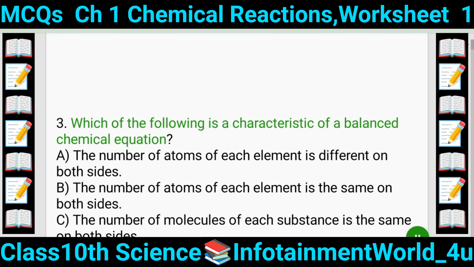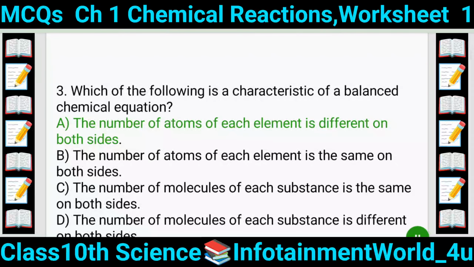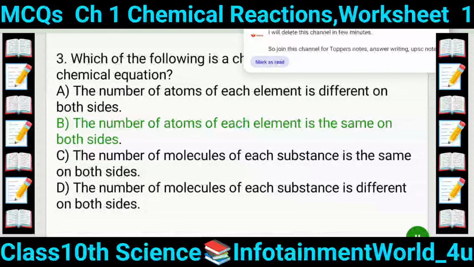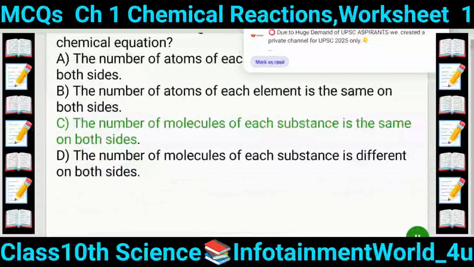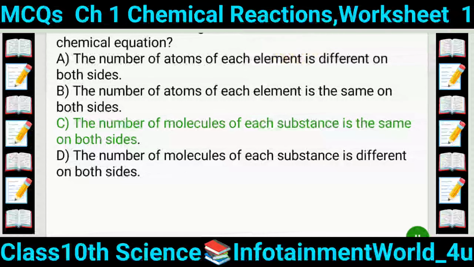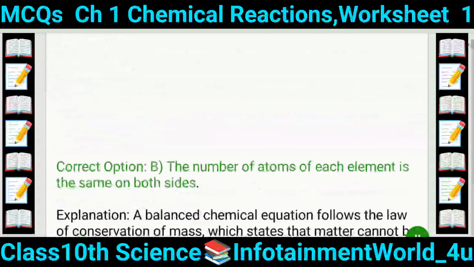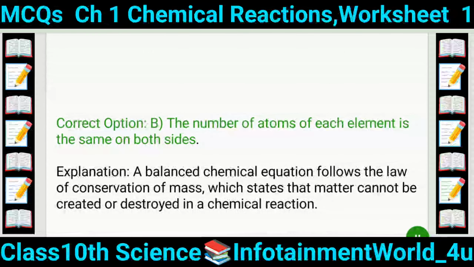3. Which of the following is a characteristic of a balanced chemical equation? A. The number of atoms of each element is different on both sides. B. The number of atoms of each element is the same on both sides. C. The number of molecules of each substance is the same on both sides. D. The number of molecules of each substance is different on both sides. Correct option B.